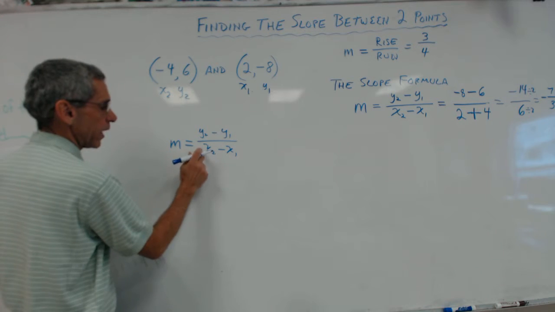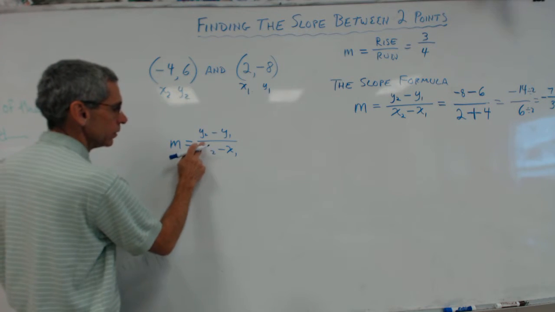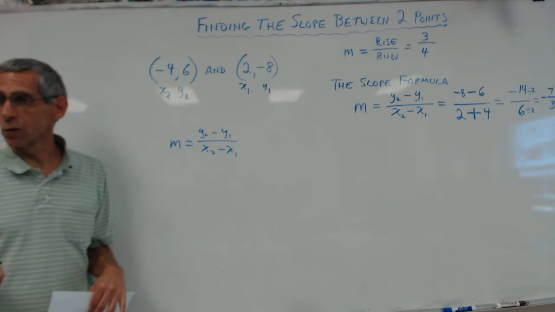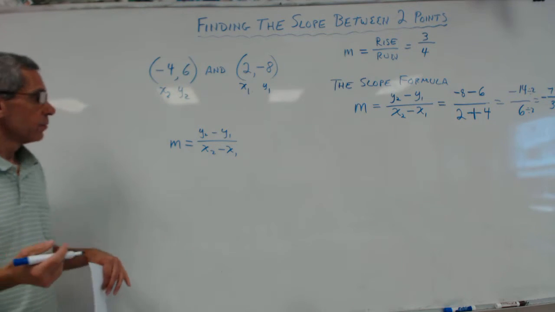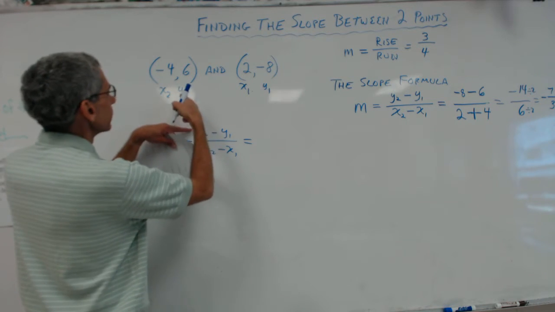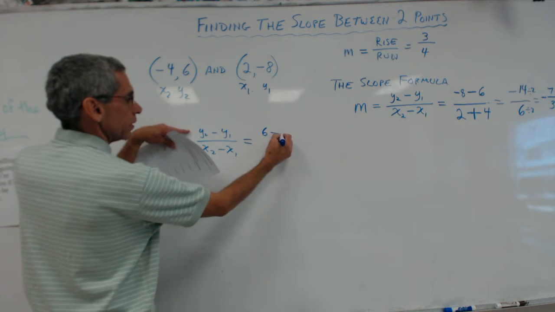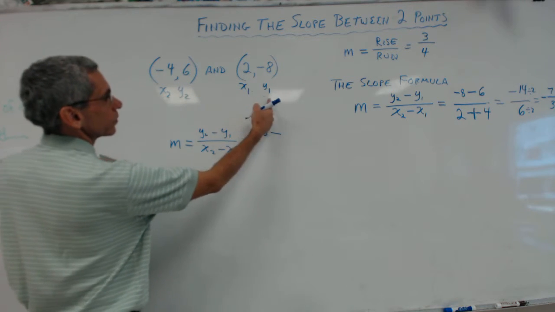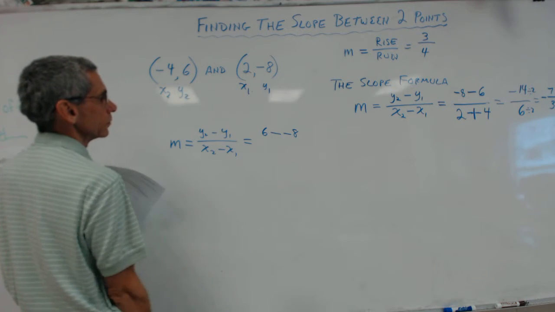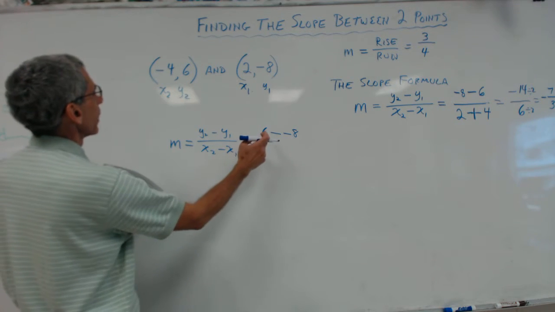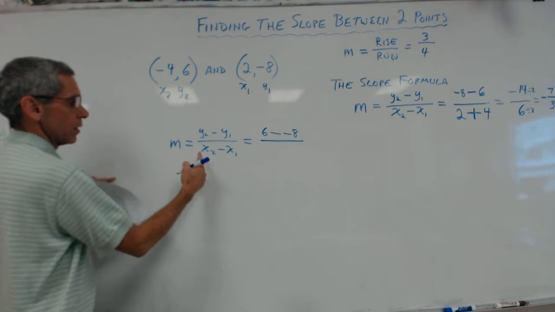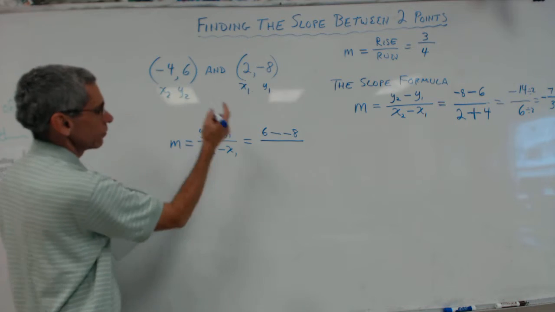By the way, the best way to memorize these formulas is just write it every time when you're solving these for a while. Just write the formula and then put equals. Y2 is 6 minus y1. Y1 is negative 8. Over x2. X2 is negative 4.